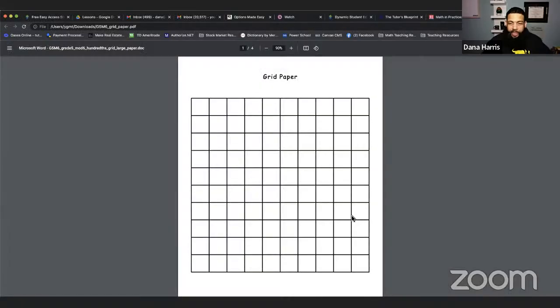So I want to share my screen, and I want to start by showing you all what a decimal looks like on a grid. Here we have a hundreds grid. If you take the time and count these squares, there are 100 squares. There are 10 in each column, and then there are 10 columns. So we have 100 total squares on this grid.